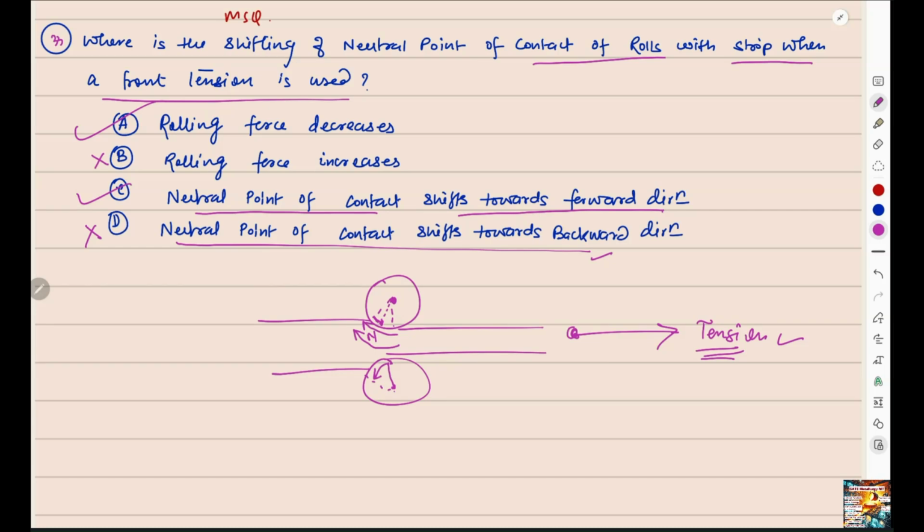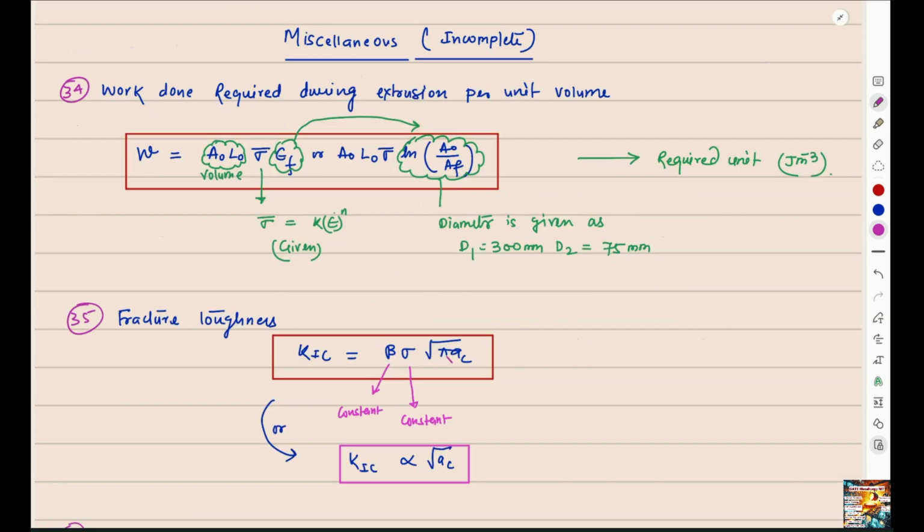Now we will see some more questions that are not with data, where only the concepts are shown. The work done required during the extrusion process per unit volume is asked in the question. For this question we don't have the data, but this formula is used. The initial length and the initial area are given. We have a separate relation to calculate the stress and strain values. Then we calculate the final strain value and substitute here. We will get the answer.